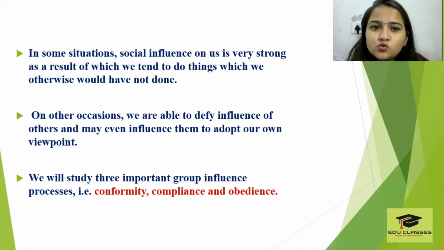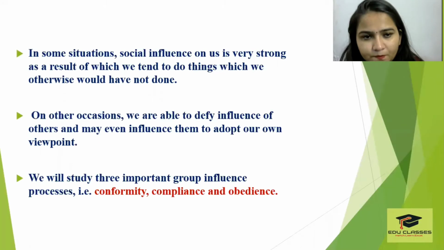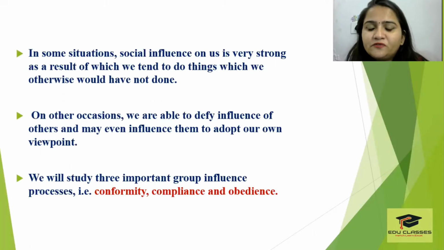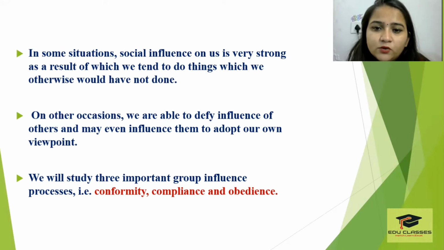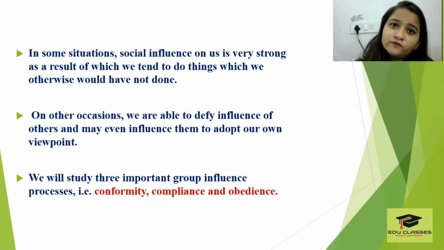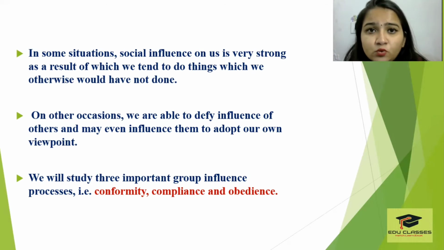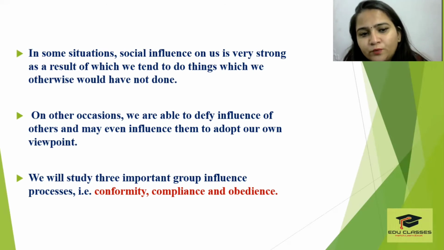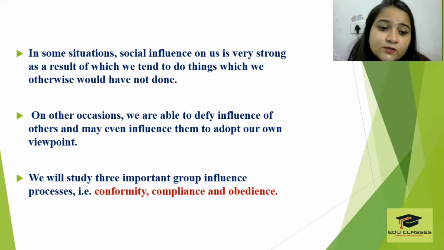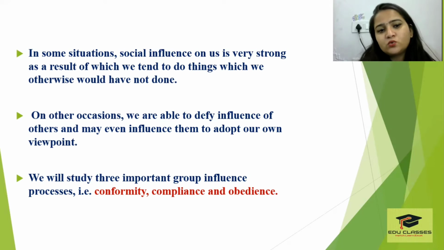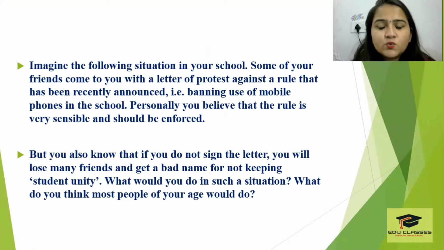कई बार ऐसा होता है कि आपका सोशल इन्फ्लुएंस इतना ज्यादा स्ट्रांग होता है कि आप ऐसी चीजें भी करते हो जो आप अदरवाइज शायद अकेले में नहीं करते, राइट? On other occasions, we are able to defy the influence of others and may even influence them to adopt our own viewpoint. कई सिचुएशन ऐसी भी होती हैं जहाँ आप इन्फ्लुएंस नहीं होते बल्कि आप अगले को इन्फ्लुएंस कर देते हो, and you influence them to adopt your lifestyle or your way of thinking. So we will study three important group influence processes, which are conformity, compliance, and obedience. तो जो सबसे तीन important social influence की processes हैं वो हैं conformity, compliance, and obedience, और हम तीनों ही इस chapter में पढ़ेंगे.